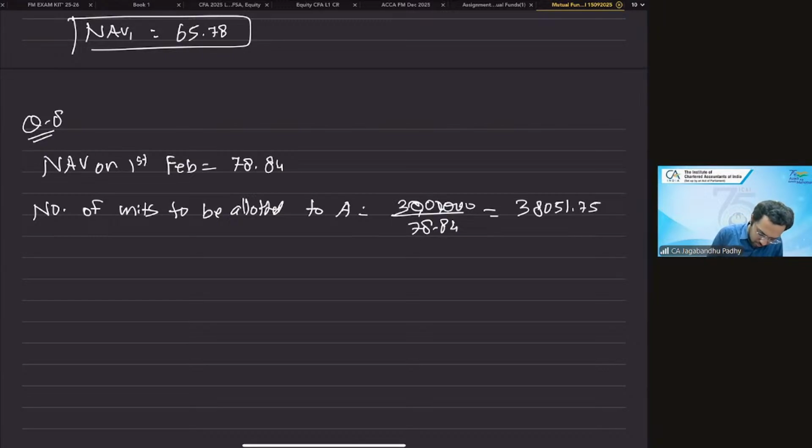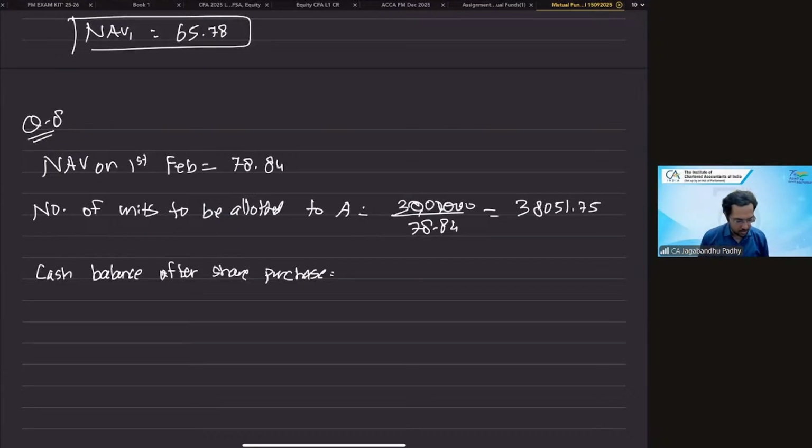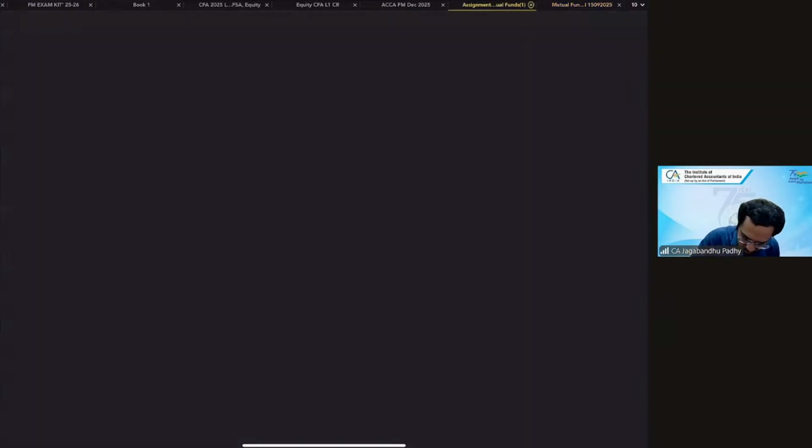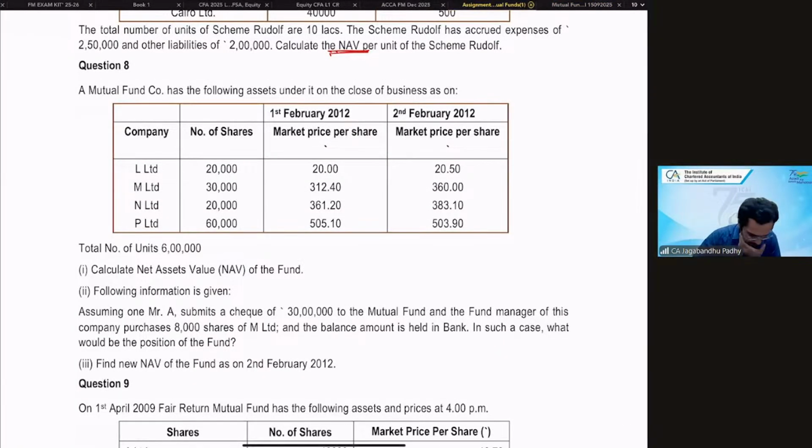And what will be the cash balance after share purchase? Not remembering that. Sorry, need to check the question, sir. What is the number of shares that we got? So cash would be 1,20,000, because 8,000 shares of M. And M is priced at what?